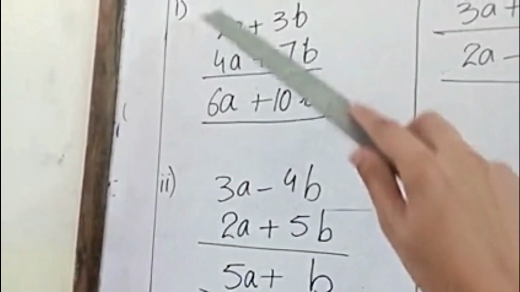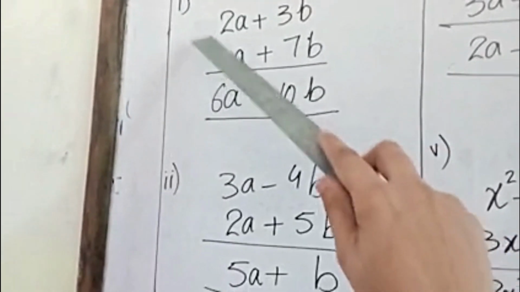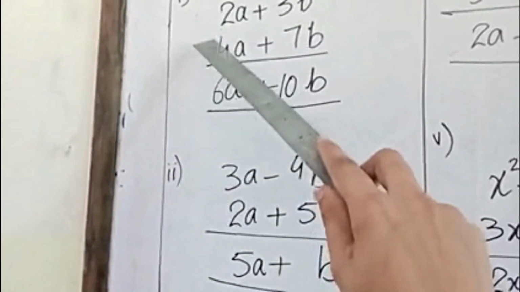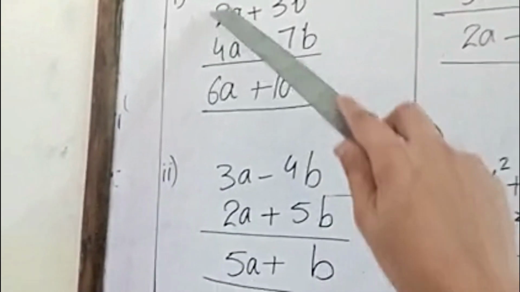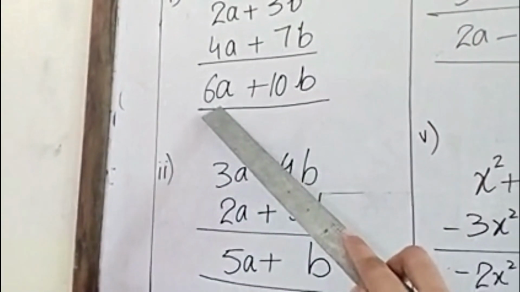Here is 2a plus 4a. Both are adding. When there is no sign here, we consider it positive sign. 4 plus 2 is equal to 6a.